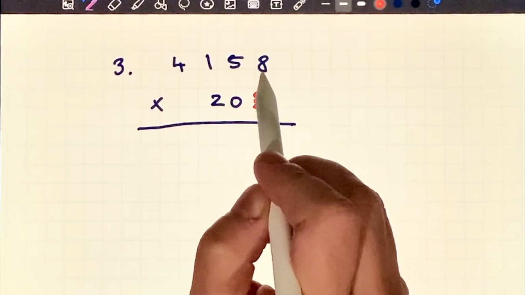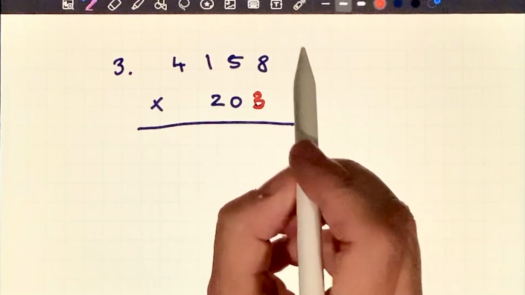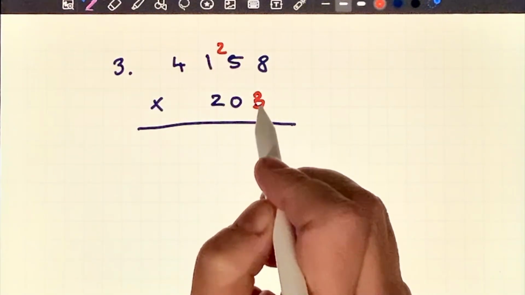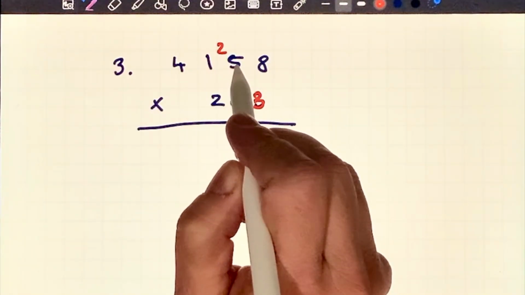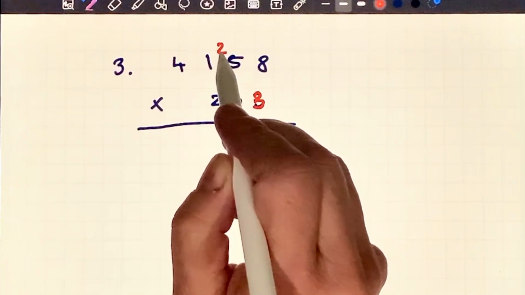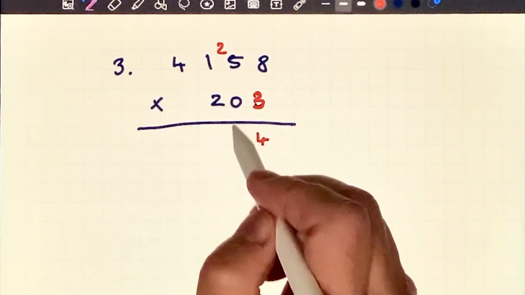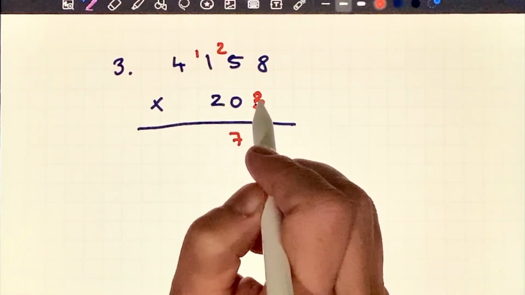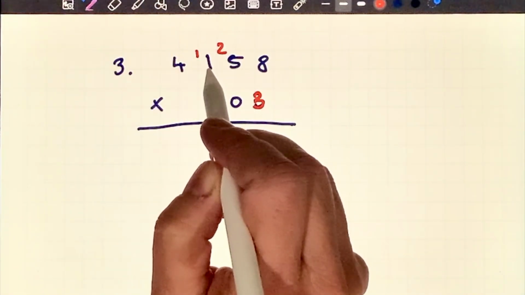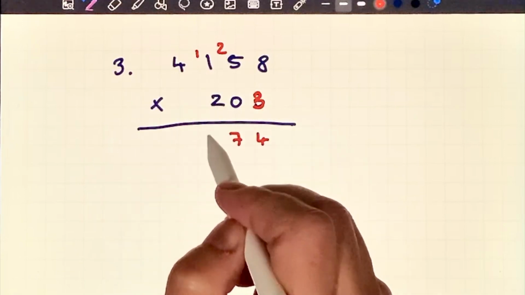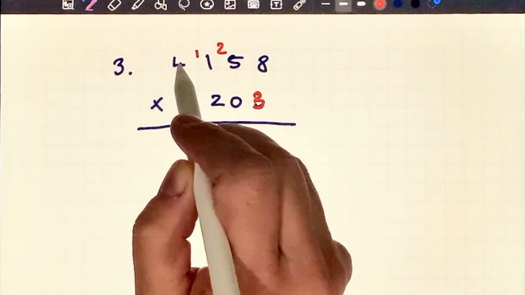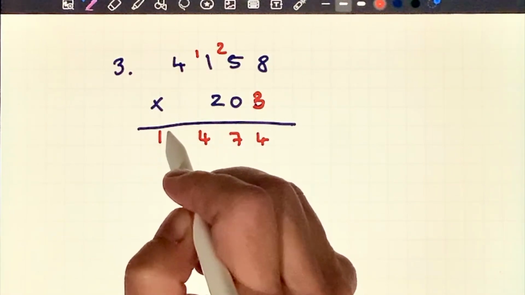So 3 times 8 is 24. 4, carry 2. 3 times 5 is 15. Plus the 2 that we carried is 17. So 7, carry 1. 3 times 1 is 3. Plus 1 is 4. And 3 times 4 is 12.